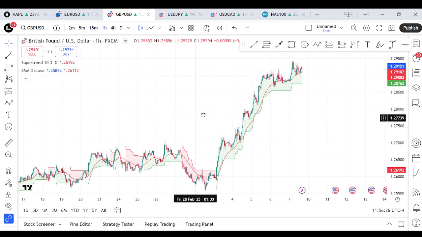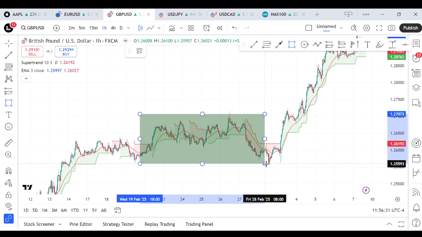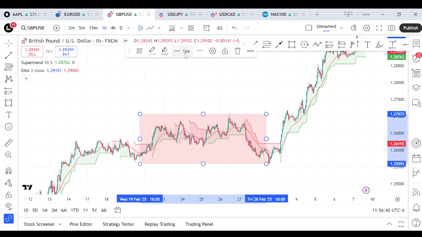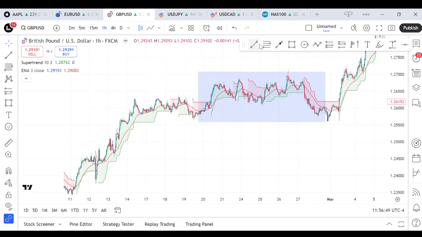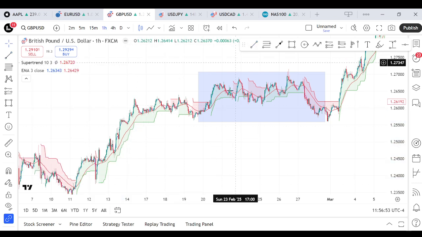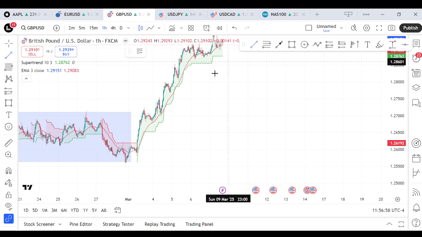Open your charts and identify the trend. Do not trade in ranging markets like this one. This right here is a ranging market, and it is not advisable to trade in a ranging market. Okay, let me change the color to blue. Perfect. So we should always look for a trending market, be it a bullish market or a bearish market. You can see this is a trending market. This is a bullish market. This is a ranging market, and this is another bullish market.